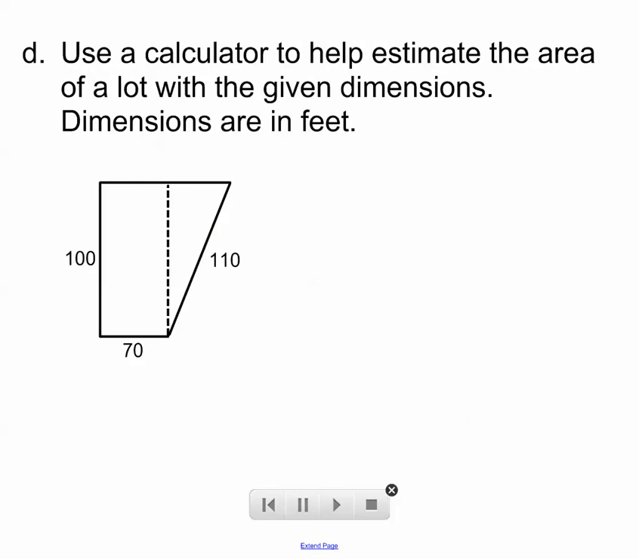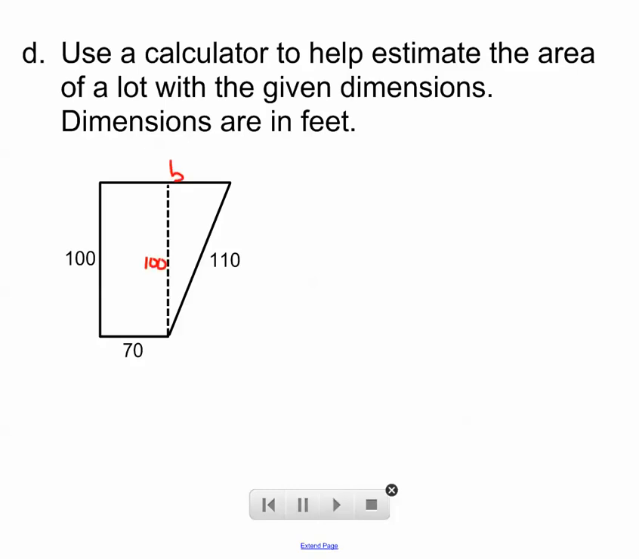All right. Directions say use a calculator to help estimate the area of a lot with the given dimensions. The dimensions are in feet. Not sure why I need a calculator yet, but let's go about this the same way we went about the first two examples. I say a rectangle with a triangle. No big deal. Let's find the area of that triangle.